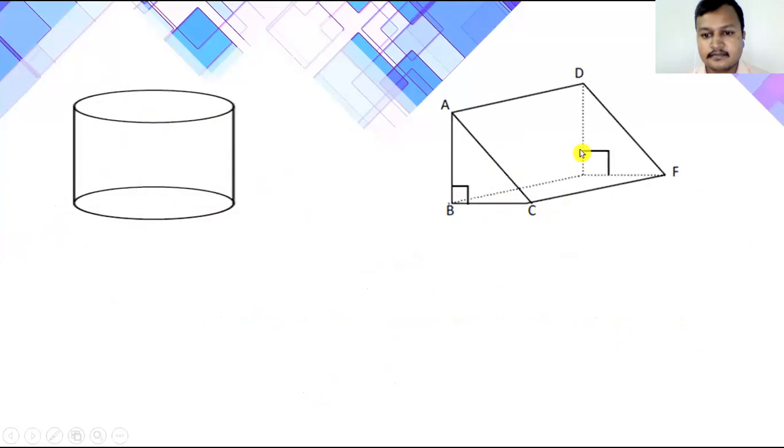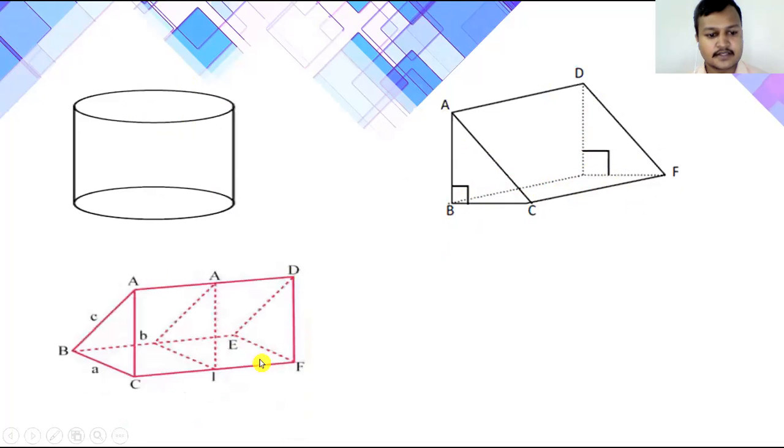Similarly, here is a triangular prism. First one, circular prism. This is called cylinder. Second, it is triangular prism in which two triangles are right angled and whose areas are equal. Both triangles are equal to each other. And this is also a triangular prism in which cross sections are visible. These portions are called cross section.